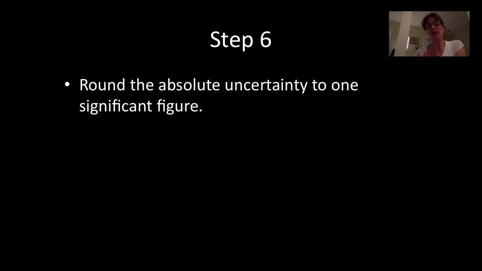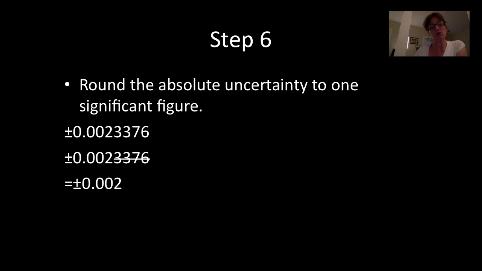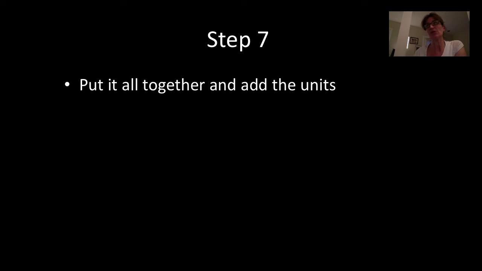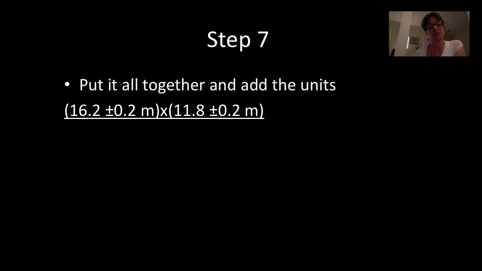Almost there. Step 6. I'm going to round my new absolute uncertainty to 1 significant figure. So I'm going to round off the 3, the 7, and the 6. If the 3 is 5 or above, I'll round up. If not, I'll just drop it off. And in this case, my new absolute uncertainty is plus or minus 0.002.